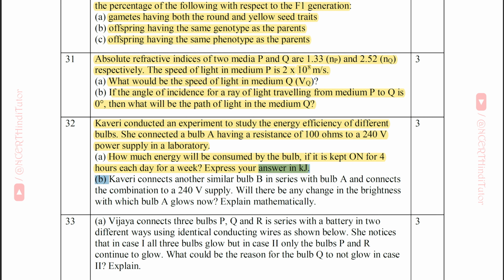So we get energy equal to 58,060.8 kilojoule. Kaveri connects another similar bulb B in series with bulb A and connects the combination to a 240 volt supply. Will there be any change in the brightness with which bulb A glows now?